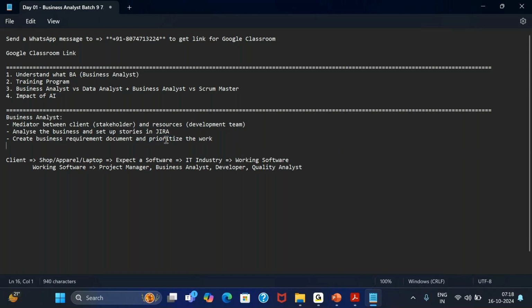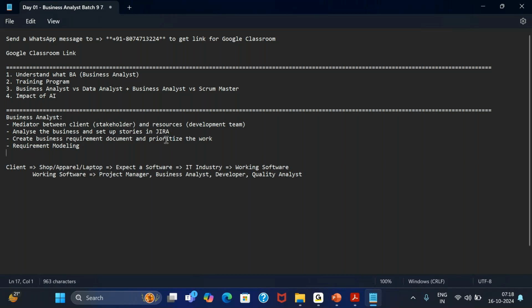Now, other than these, as a BA, we will be responsible for requirement modeling as well, where we try to create a flow chart of what is expected from the software that we are trying to build, how the software is supposed to function. We will also see how we manage product backlog within Jira.